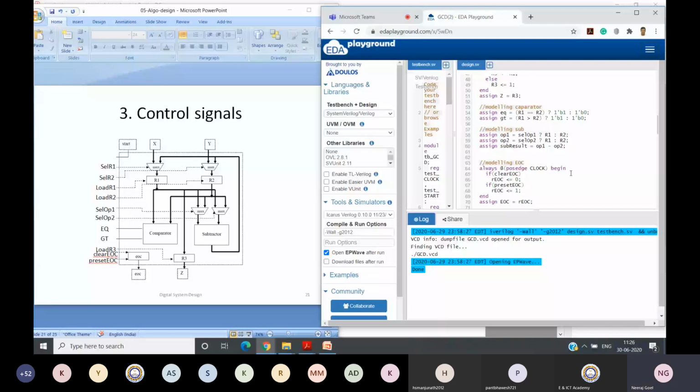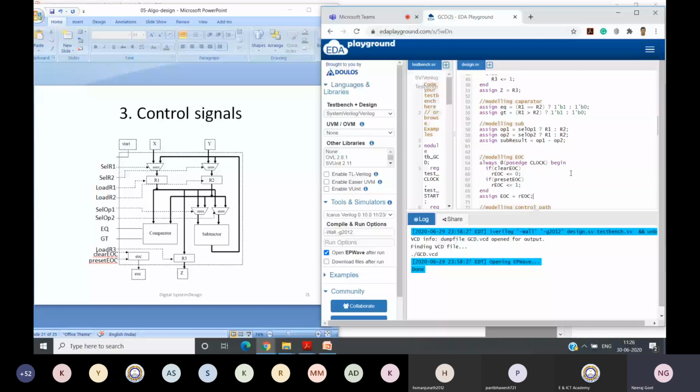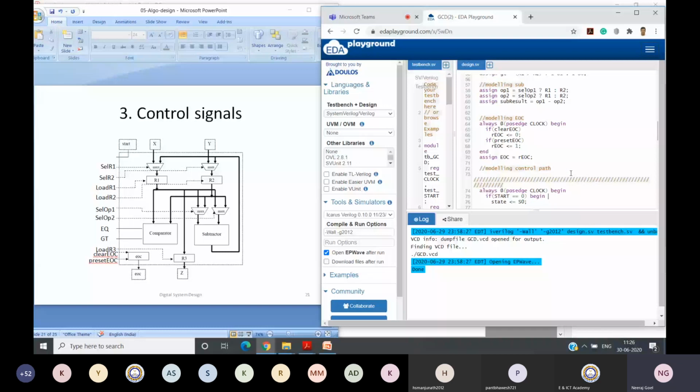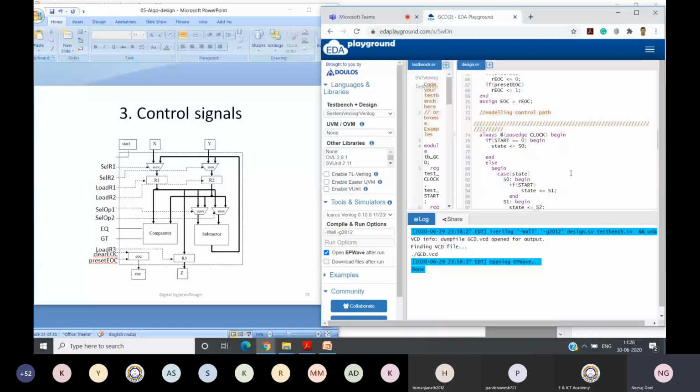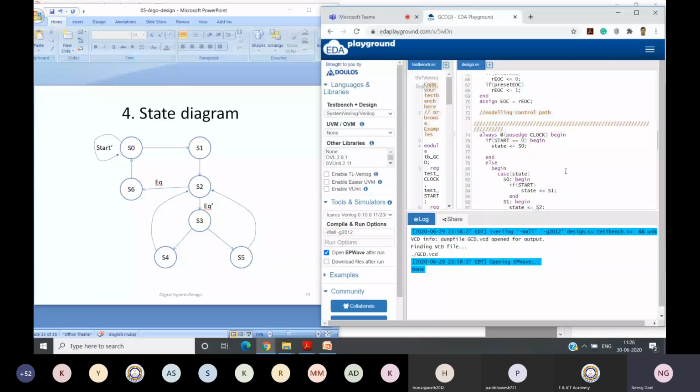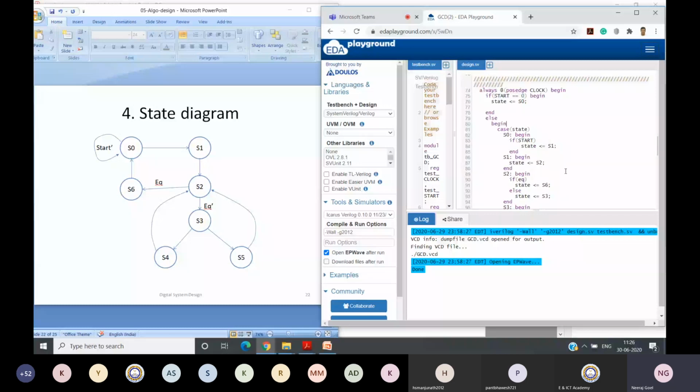And then the control path. In the control path, this is the state machine as we have done it yesterday. This S0 state is our initial state. If my start is 0, I'll keep assigning my state as S0. If start is not equal to 0, meaning start is 1, then we are creating the switch case where we will change the state. If start is there, then S0 would move to S1, and S1 will always move to S2. So it will consume 1 step, and then we will move to S2.